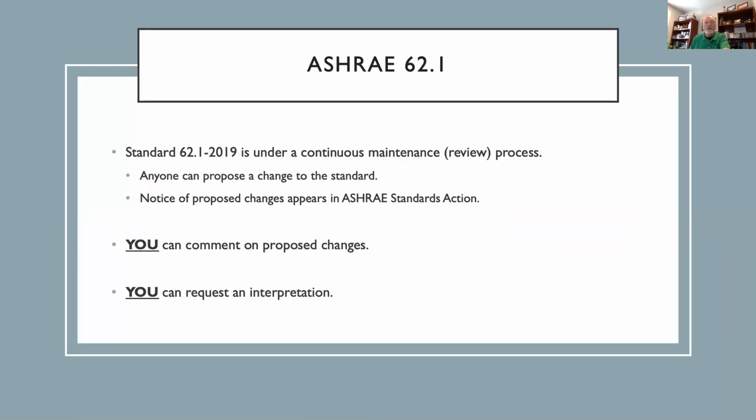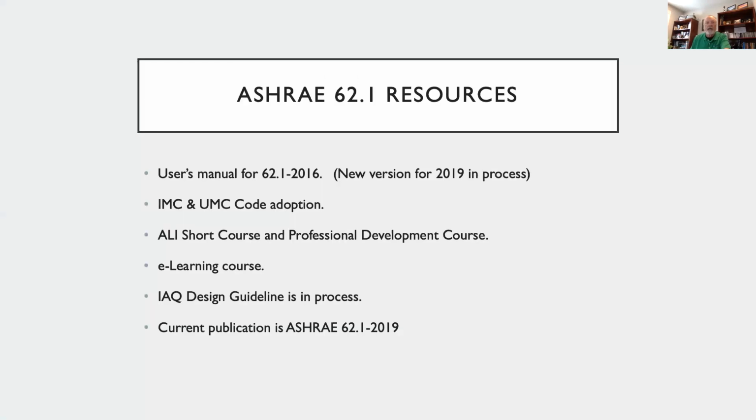With 62.1, anybody can propose a change to the standard. The notice of proposal is in there. If I'm going to summarize, there's a user's manual. The newer version is in process. The 2019 version will be published, I expect, sometime this year. There's code adoption for much of what's in 62. There's short courses and professional development. There's an IAQ design guideline in process, which is going to go beyond the minimum.